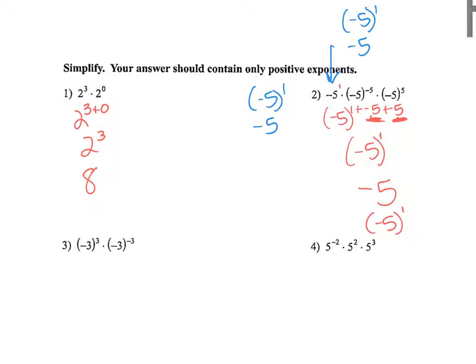Go to 3. They have the same base. What do I do to the exponents? 3 plus negative 3. Anything to the 0 power is 1.